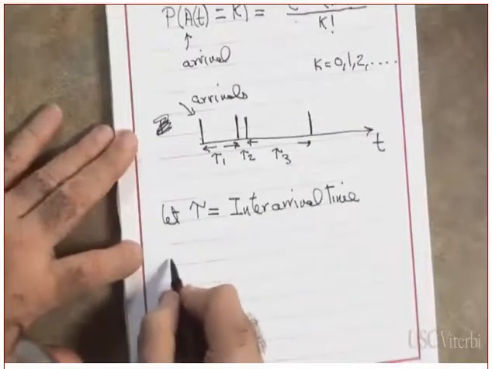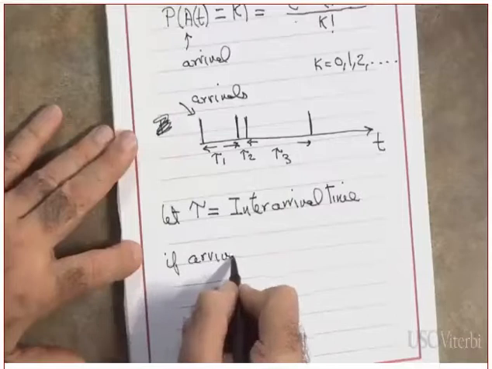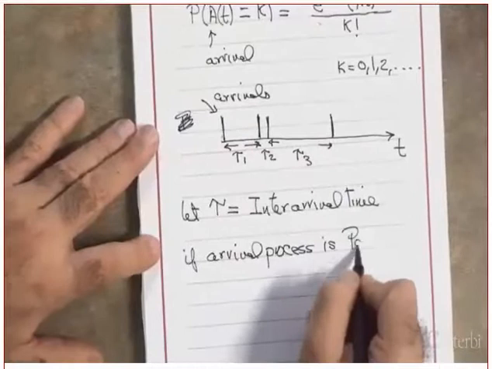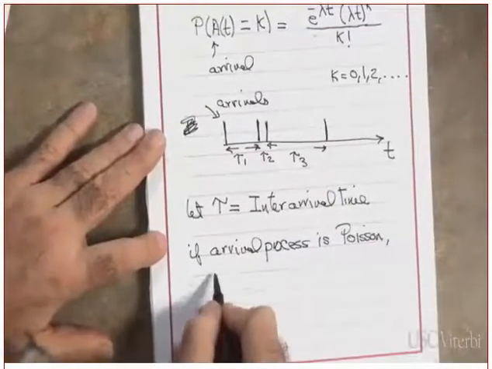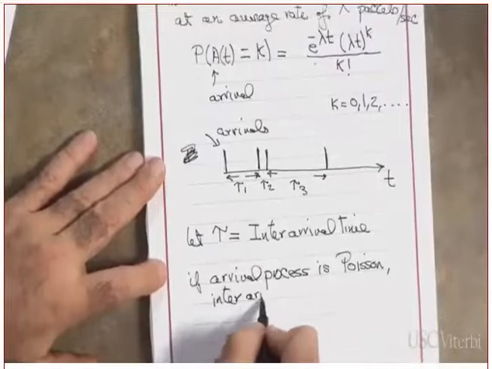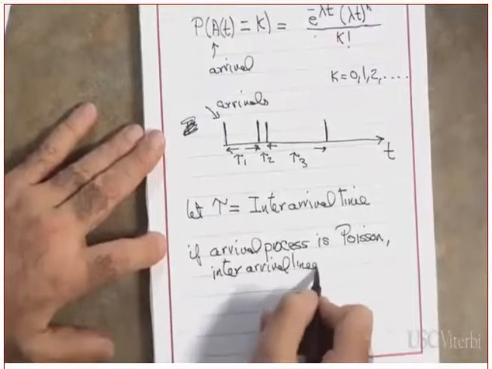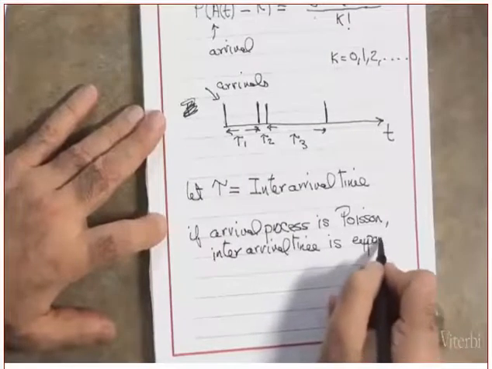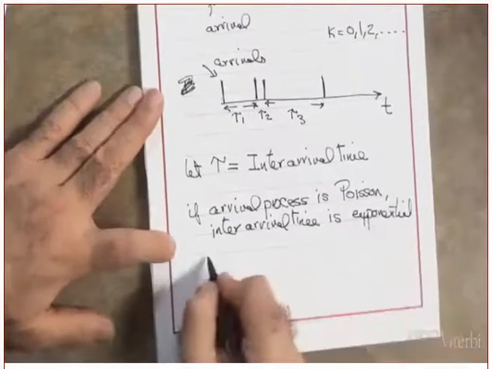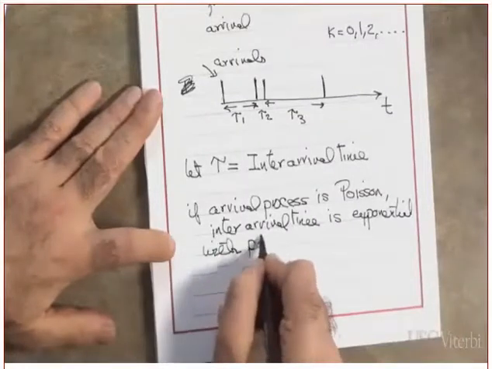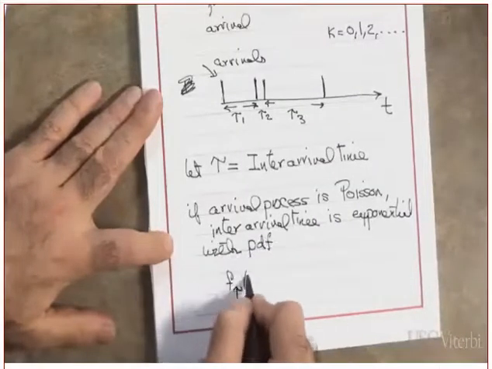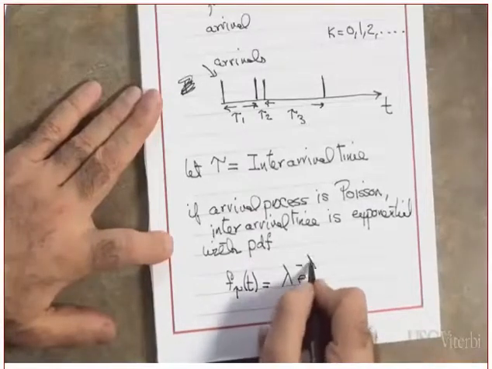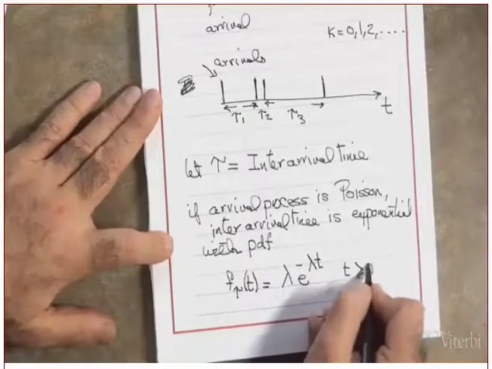How do we model this? If the arrival process is Poisson, the arrival time is exponential with PDF f tau of t equals lambda e to the minus lambda t, for t greater than or equal to 0.